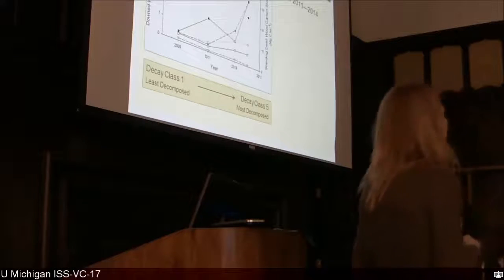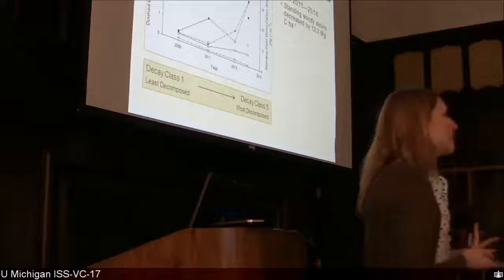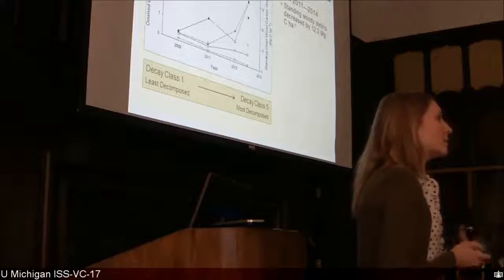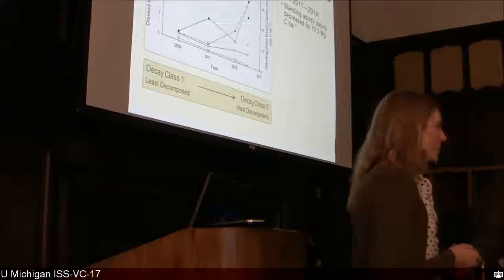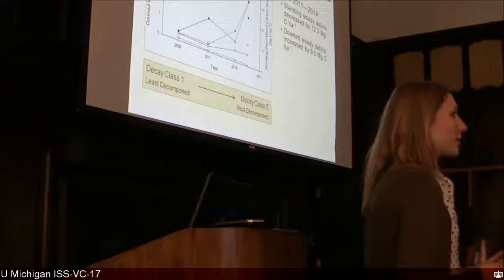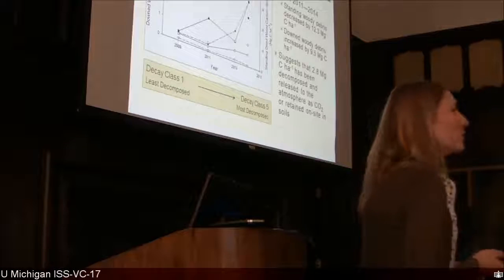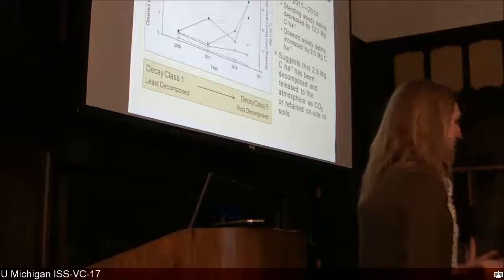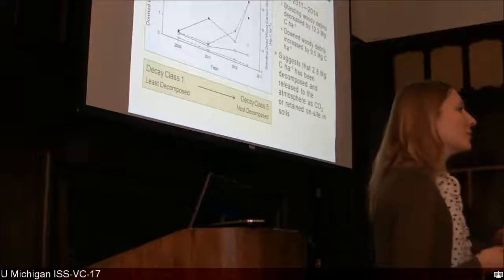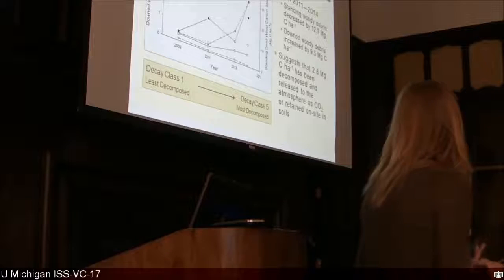And so just as a mass balance metric, from 2011 to 2013, standing woody debris decreased by about 12 megagrams of carbon per hectare, and down woody debris only increased by about 9.5 megagrams of carbon per hectare. So we have a loss of almost 3 megagrams of carbon per hectare, either decomposed and released to the atmosphere or retained on site as soil organic matter.